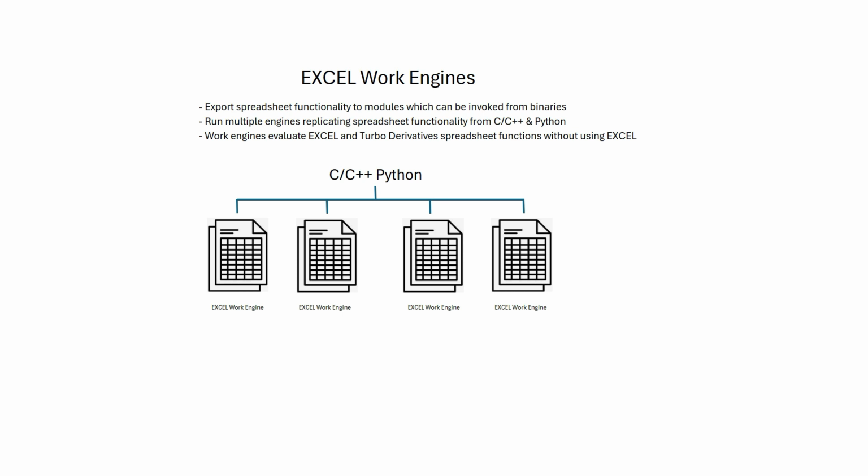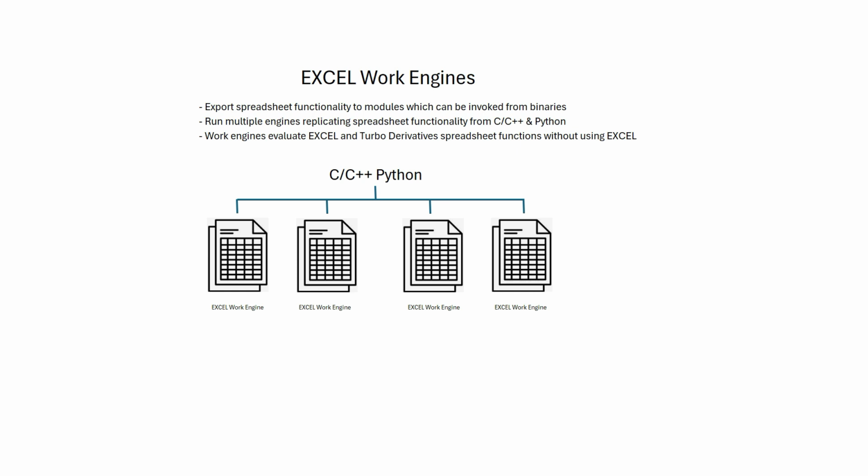Turbo Derivatives provides an alternate mechanism for productionizing spreadsheet functionality by using what we refer to as Excel work engines. Work engines allow functionality in Excel spreadsheets to be exported to a work engine, which can then be run as part of a C++ or Python program without making any use of Excel. Work engines provide all the benefits Excel has to offer, coupled with the robustness and scalability benefits that come from using C++ and Python code.